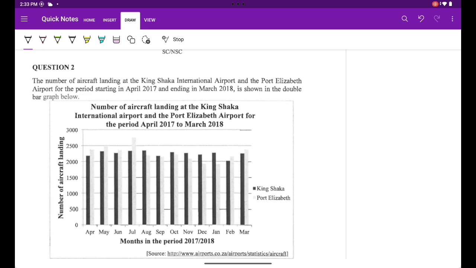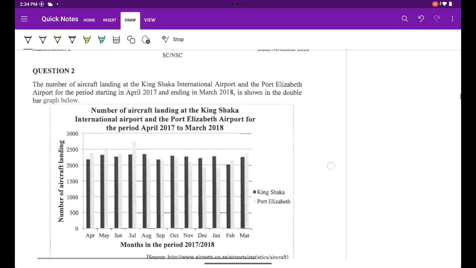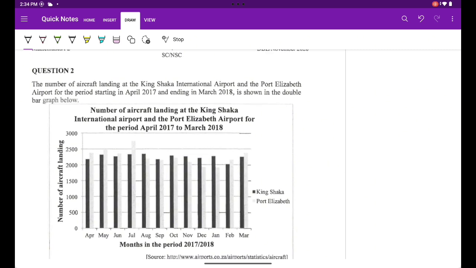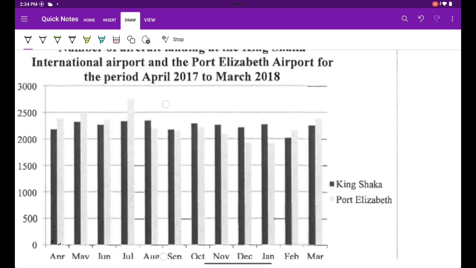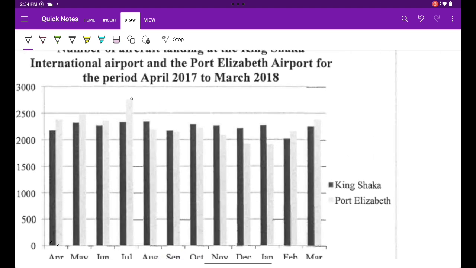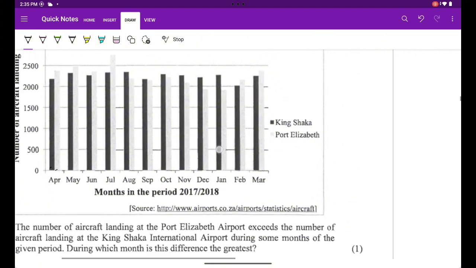The number of aircraft landing at the Kinshasa International Airport and the Port Elizabeth Airport for the period starting in April 2017 and ending in March 2018 is shown in the double bar graph. So if we zoom it in, we are able to see the dark ones, as indicated, Kinshasa there, and the light ones there as Port Elizabeth. Okay, right, let's go straight to the question.